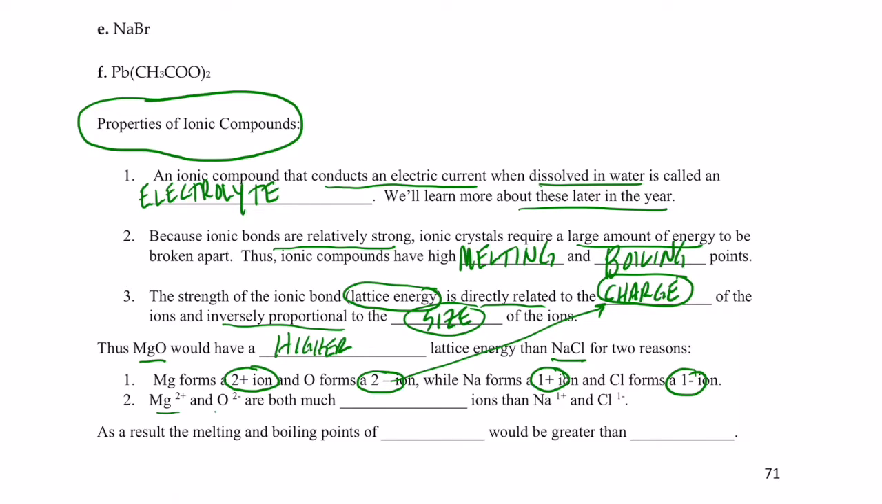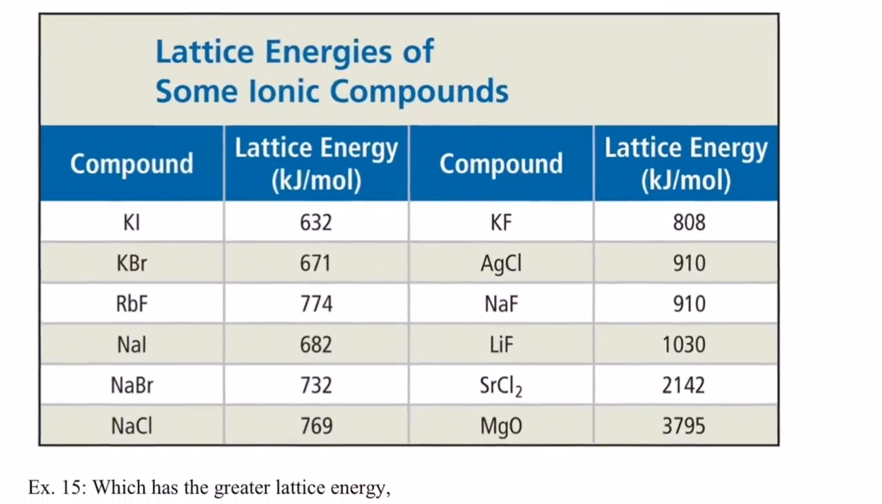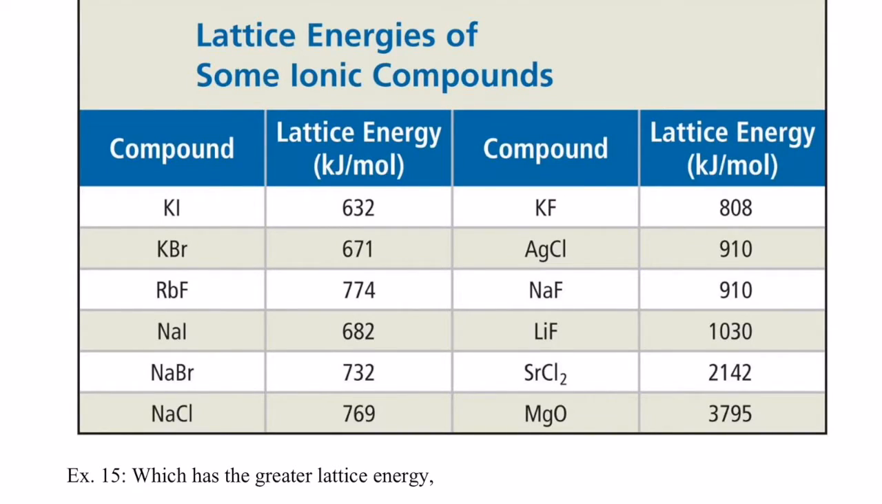Magnesium ions and oxide ions are much smaller in radius than both sodium and chloride. So remember, if they're smaller, the size is inversely proportional to the lattice energy. So, as a result, the melting and boiling points of MgO would be much greater than NaCl. It takes more energy to melt magnesium oxide and boil magnesium oxide than it would sodium chloride. Let me give you a couple more examples. Take a look at this table on the next page of your notes.